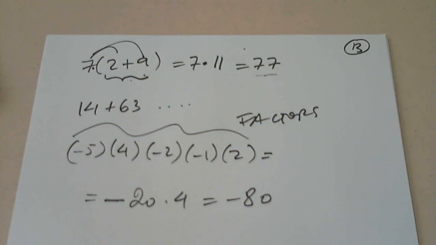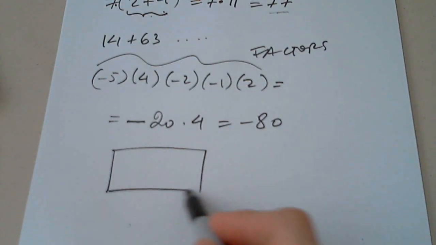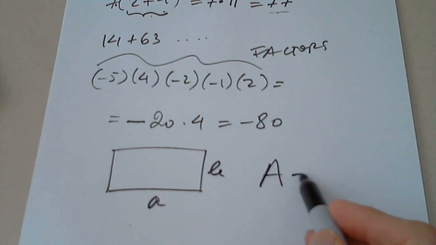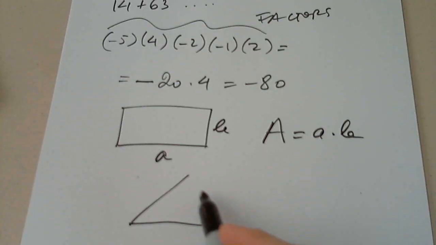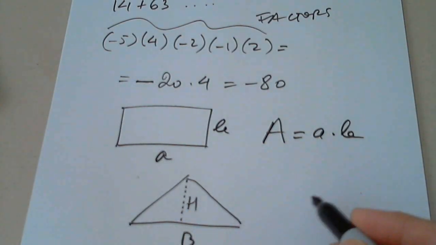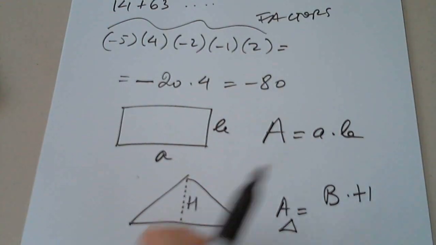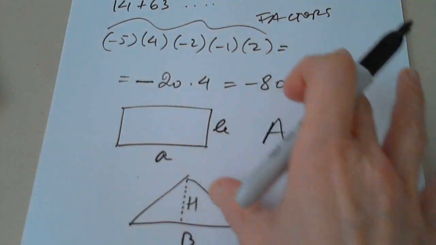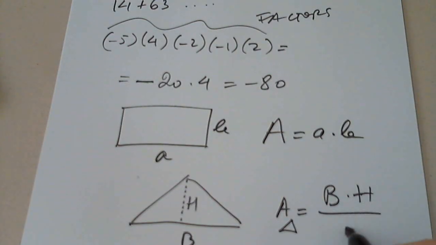Okay, the perimeter and area. Area is length times width. So for a rectangle, the area is A times B. For a triangle, base and the corresponding height. So the area of a triangle is base times the corresponding height on the base. If you choose this one to be the base, then you have to determine the corresponding height, divided by 2.